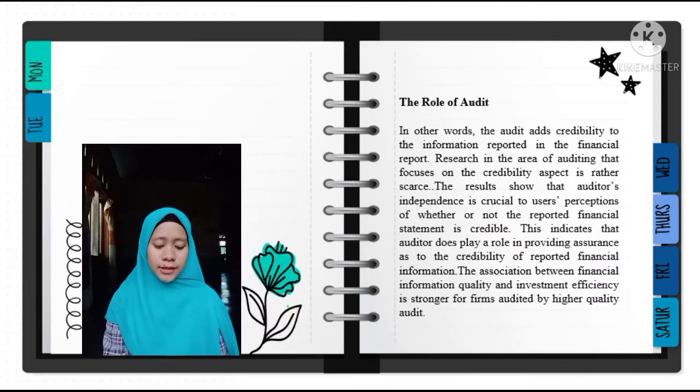The role of audit. In other words, the audit adds credibility to the information reported in the financial report. Research in the area of auditing that focuses on the credibility aspect is rather scarce. The results show that auditors' independence is crucial to users' perception of whether or not the reported financial statement is credible. This indicates that auditors do play a role in providing assurance as to the credibility of reported financial information. The association between financial information quality and investment efficiency is stronger for firms audited by higher quality auditors.